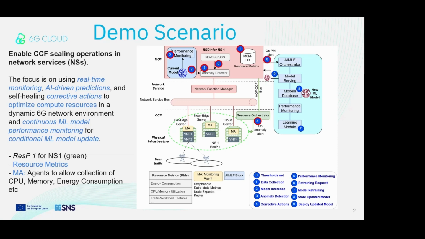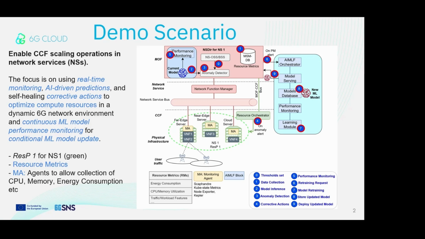In the following step 7, upon an interaction cycle between MOF and AIMLF for initiating a fresh data stream collection, the recent dataset is utilized to retrain a new predictor, which is finally stored in the model database, as shown in step 8. Finally, the new model is served to the MOF for real-time inference, replacing the older version of the low-accuracy model. This process is performed iteratively to dynamically adapt the CCF resources and periodically update the ML model when needed.